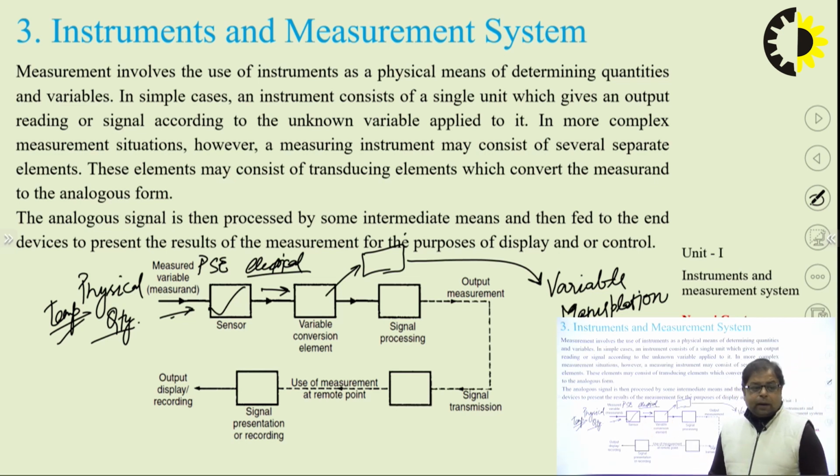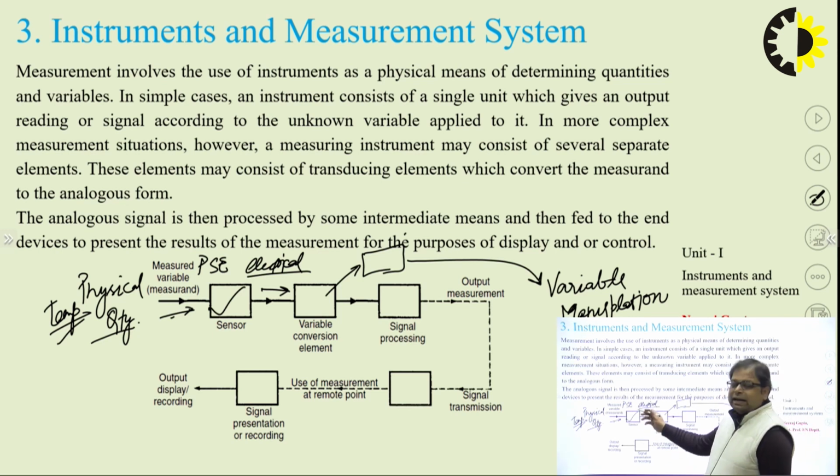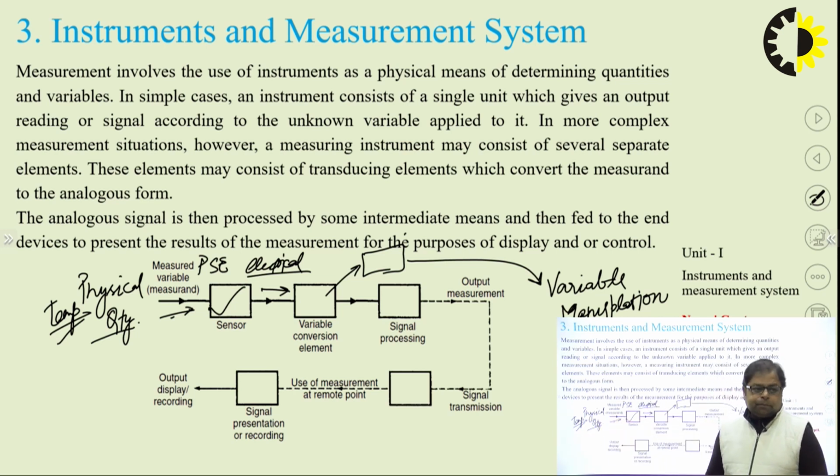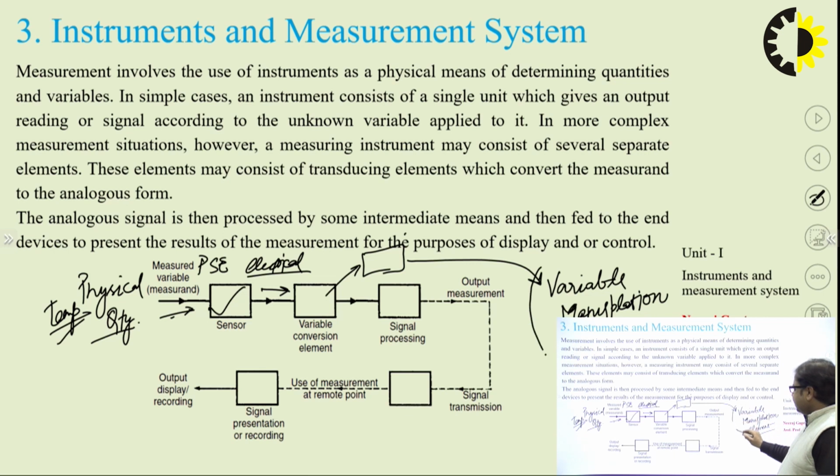It could be of low amplitude, it could be of very high amplitude, or it could comprise some noise also. So, the sensor has simply given output in terms of the input. The functionality of the variable conversion and variable manipulation elements is to bring it into a measurable range, or make the signal measurable.